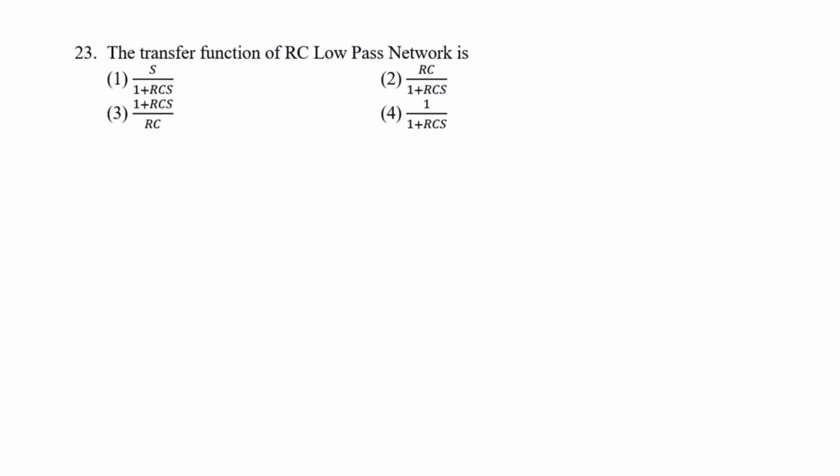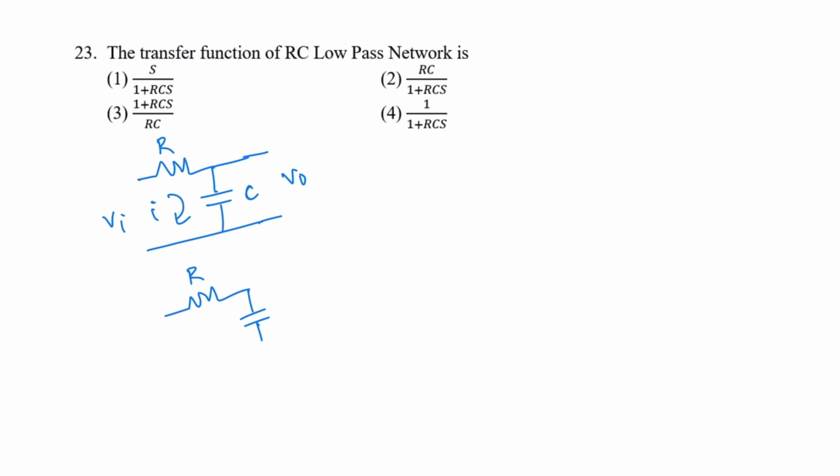Next question. The transfer function of an RC low pass network. So given an RC low pass network, this is resistor R and capacitor C. Let us suppose this is the input voltage Vi, output voltage V0, and current is I. So converting to the Laplace transform for this circuit, resistance is R, capacitance C is represented as 1 by Cs, current is represented as I of s, the input voltage source is Vi of s, and the output voltage is V0 of s. These are the Laplace transforms for the given circuit.